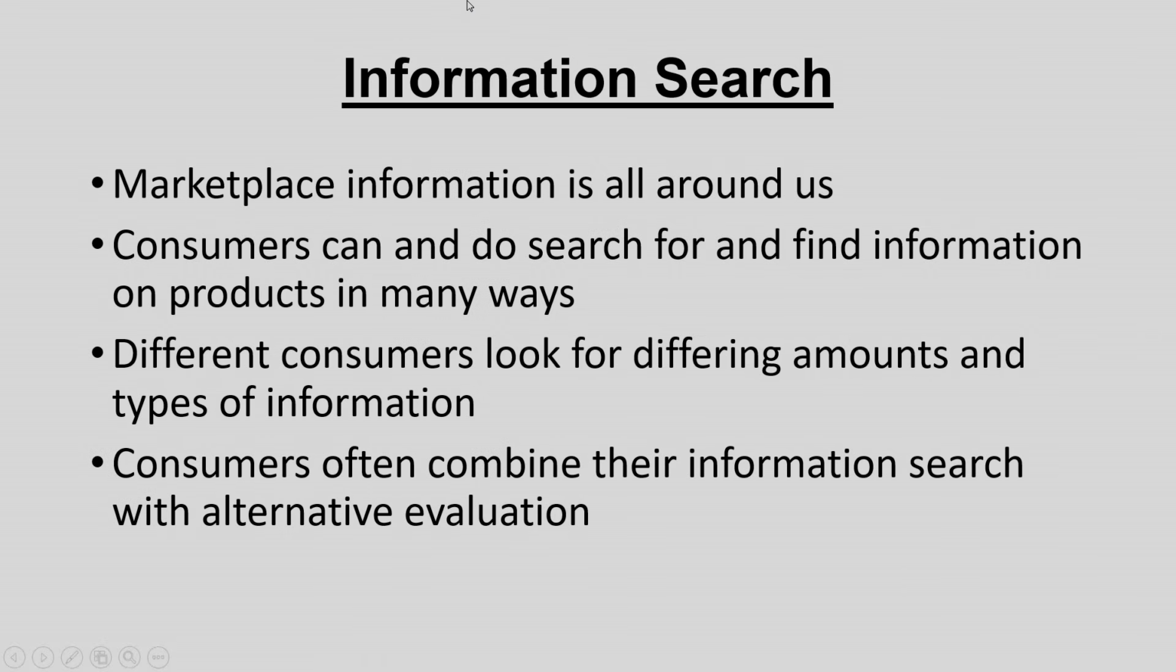Consumers often combine the information search with alternative evaluation. And why do they do the information search? It is done because when they are comparing two brands, they can do a very good alternate evaluation, because the search for information actually leads to the alternate evaluation. Whenever a consumer is searching for information, he is not only searching for more information on the product he has zeroed in on, but he is also looking for alternate products, and he is constantly doing this process of alternate evaluation.